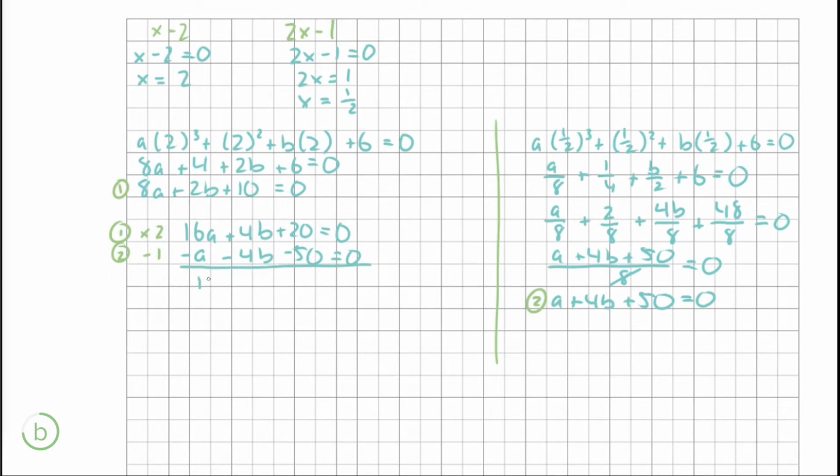And then adding that together, you get 15a, those cancel out, minus 30 is equal to 0. And moving the minus 30 over to the other side, we get 15a is equal to 30. Dividing both sides by 15, we get a is equal to 2. And now to get a value of b, we simply have to choose one of the equations to sub our value of a back into. I'm going to choose equation 1.